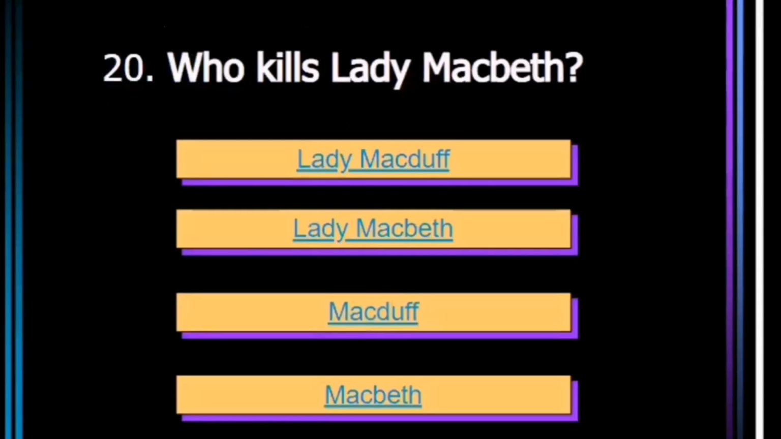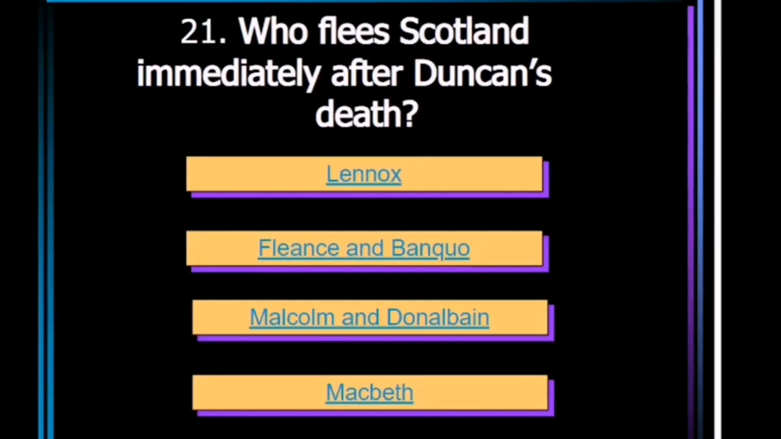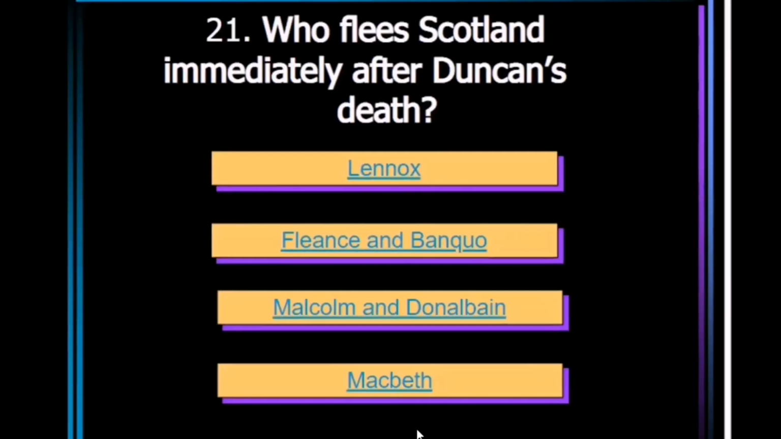Who kills Lady Macbeth? Lady Macduff? Macduff? Macbeth? The answer is Lady Macbeth. Who flees Scotland immediately after Duncan's death? Lennox, Fleance and Banquo, Malcolm and Donalbain, Macbeth. The answer is Malcolm and Donalbain.